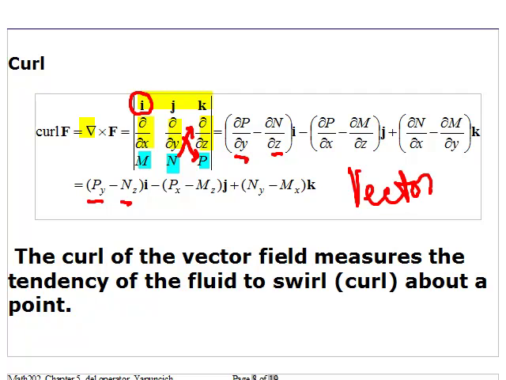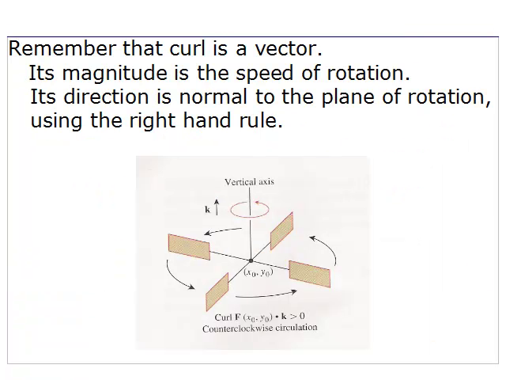What the curl does is it measures the tendency of fluid to swirl in an eddy or a little whirlpool about some particular point. You see, it's a vector. You can think of it similar to angular momentum. This is a typical visual that's given for curl. Let's consider that you have a vector field and you stick a paddle wheel in it. Here's the paddle wheel right here. It has some kind of axis, right?